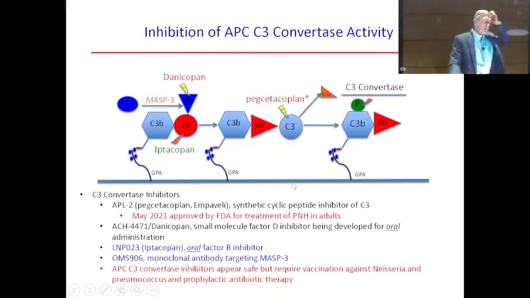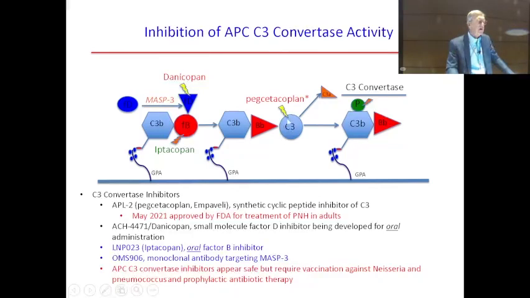So here I've illustrated some of the ways in which there's interest in developing inhibitors of the earlier part of the complement system so as to prevent the opsonization process. And one of these drugs, pegcetacoplan, has now been approved. In May of 2021, the FDA approved Empaveli, or pegcetacoplan, and it works by inhibiting the activity of C3.